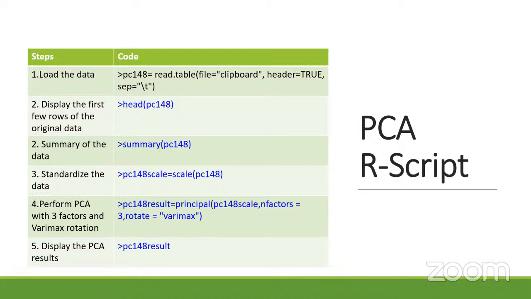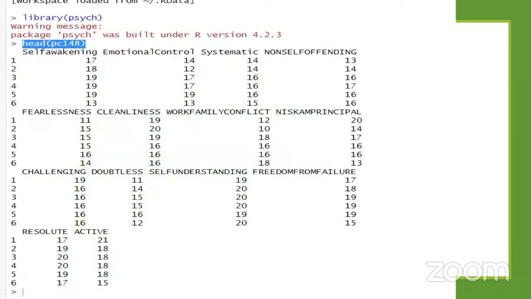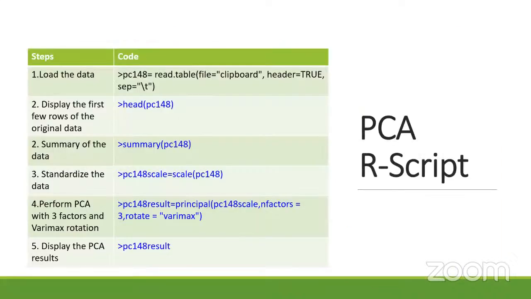Then the next command is head PC 148. Head means this will come when you write head PC 148, and this is already there in the Excel sheet. Sir, now you can continue.